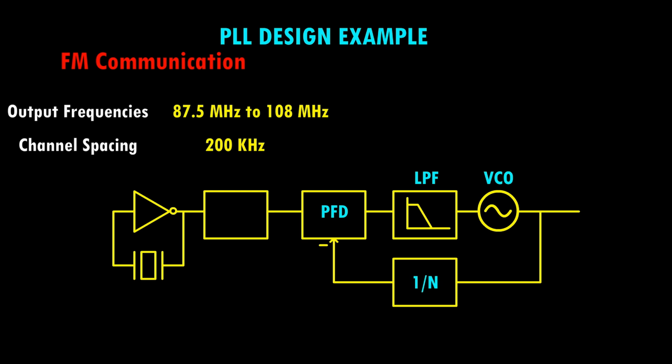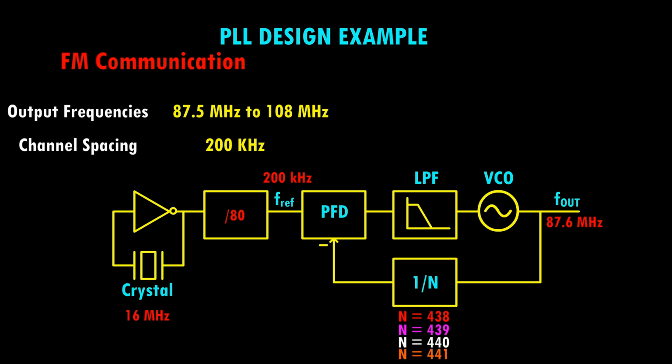Suppose we use a commonly used crystal oscillator with a resonance frequency of 16 MHz. We will divide the crystal frequency by 80 to achieve the required channel spacing frequency of 200 kHz. Now if we use a division factor of 438, then we are able to get a PLL output frequency of 87.6 MHz. Similarly, for division ratios of 439, 440, and 441, we will get PLL output frequencies of 87.8, 88, and 88.2 MHz.